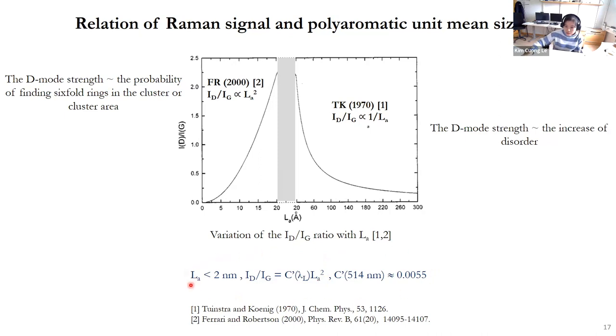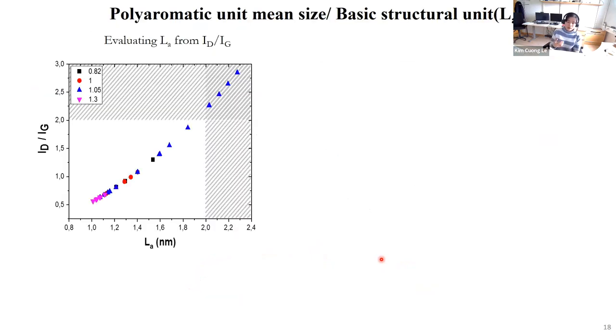Let's see if this relation is correct in our case. Here I just want to remind you that we cannot use the Tuinstra and Koenig relationship to determine La of soot, because it applies for La larger than 2 nanometers. Turning back to our sample, from the Raman spectra we can determine the intensity ratio between the D and G modes, and from that we use the Ferrari-Robertson relation to determine La. We see that when the ID/IG ratio is higher than 2, then La is higher than 2. It's actually against the boundary condition of the Ferrari-Robertson relationship. So this relationship does not apply for our sample when the intensity ratio between D and G is larger than 2.